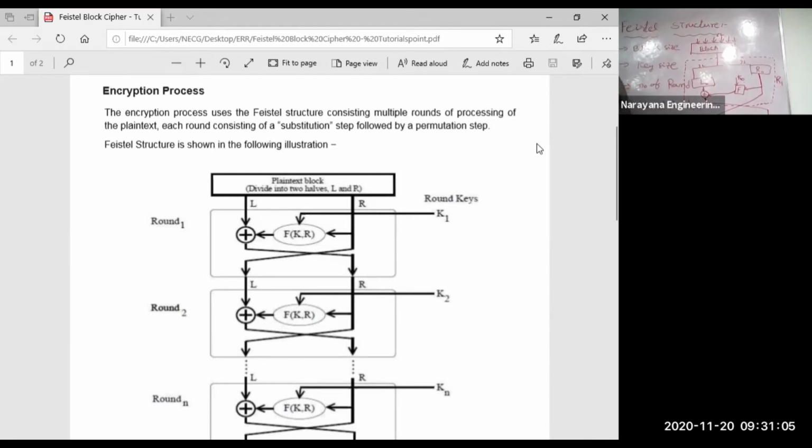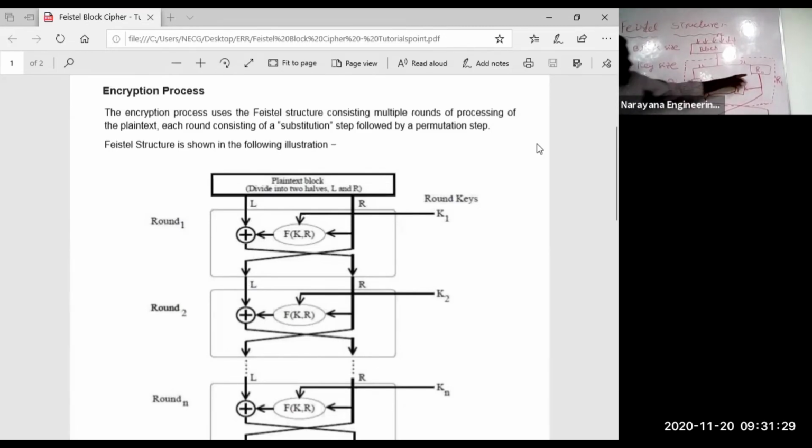One is the left part and the other is the right part, and you apply the round function to the right part only. We encrypt with the key, whatever the round function is. Once again you apply exclusive OR with the left part, and then you apply the swapping operation. You exchange the left to right and right to left.